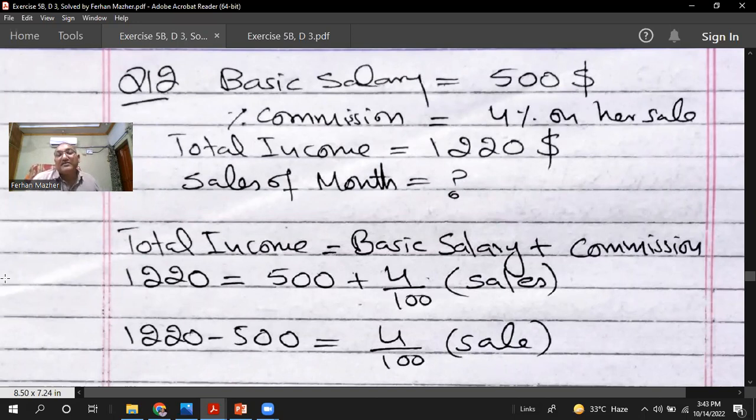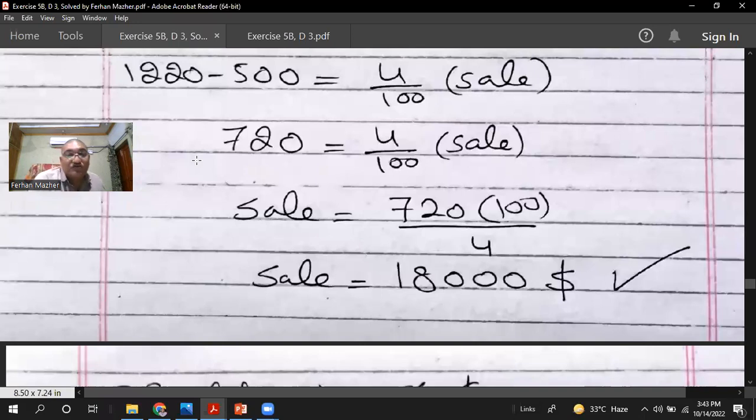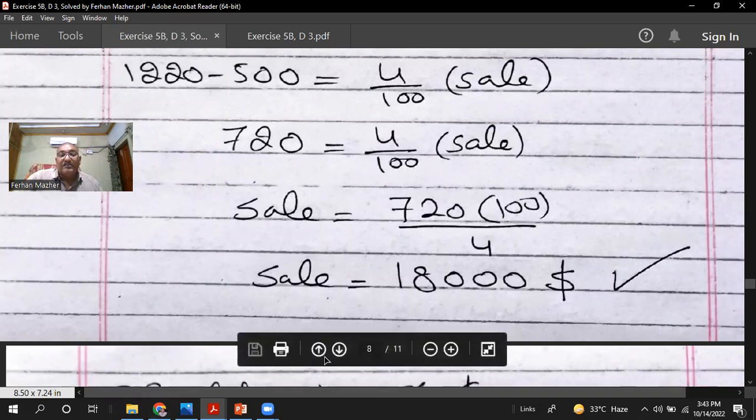Okay, so the total income is equal to basic salary plus the commission. The total income is $1,220 and the basic salary is $500 plus the 4% of the sales. So it will be 1,220 minus 500 equals 4 divided by 100 into the sales. So 720 is equal to 4 divided by 100 into sales. So 720 multiply 100 divided by 4. So the sale will be $18,000. So the sale is basically $18,000.